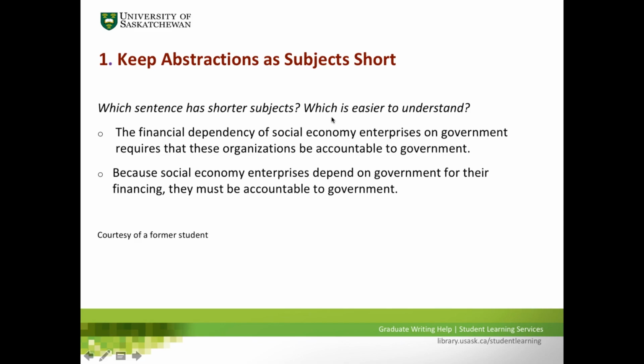Now, the second version here has actually two subjects because the sentence has two clauses. The subject of the first clause is social economy enterprises. Well, that's an abstract concept, right? So it's good to have a short subject if you have an abstract subject. And then the second subject is they, the same concept as the first one. So the number one is to try to keep your abstractions, if you must use them as subjects, short.